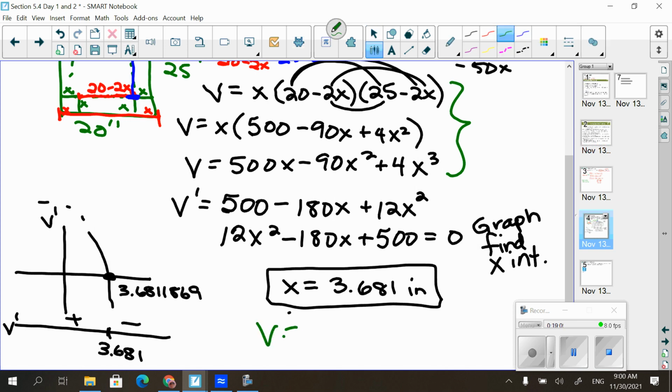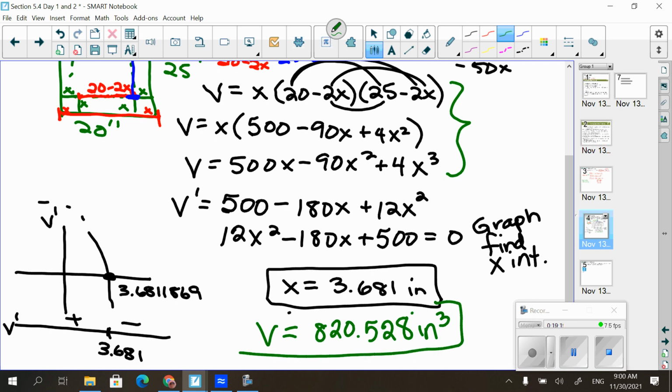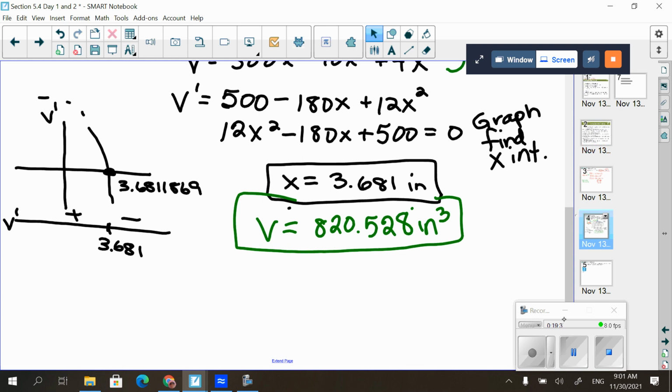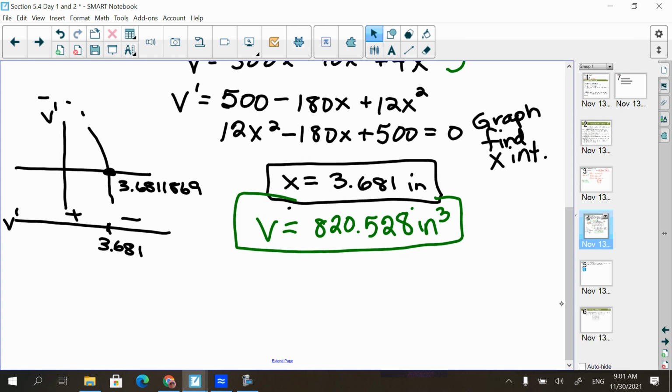And so the volume that came out of that is 820.528 inches cubed. What you do not want to do is use 3.681. Okay? It's rounded. And it's not going to give you the proper decimal places here. AP is going to grade 3 decimal places. So you have to make sure that those 3 decimal places are correct. And how you do that is you don't ever use a rounded answer. So that 3.681 was fine for this answer, but it was not fine in finding this answer.